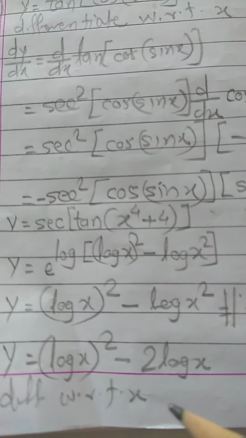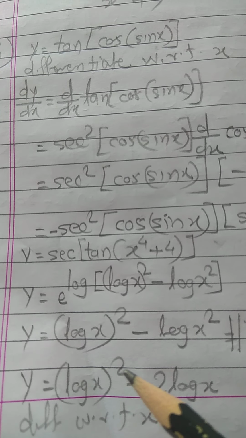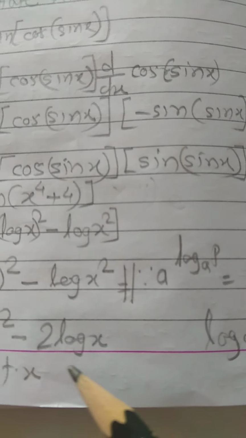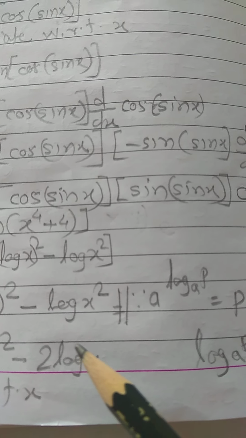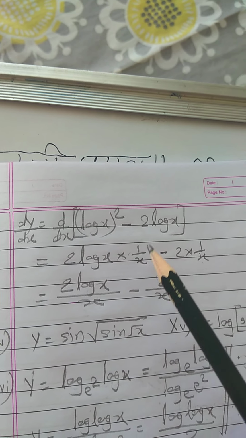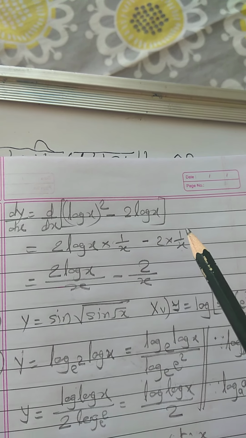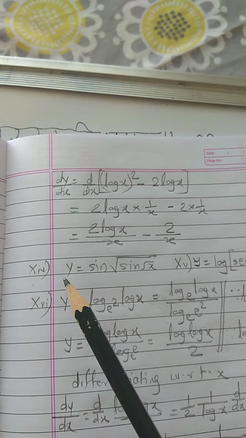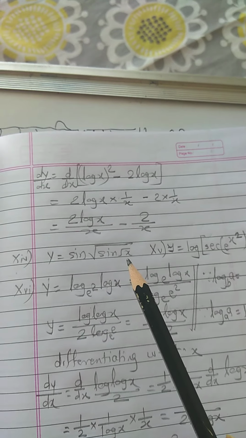Now this log of x square, it is 2 times log of x into 1 upon x, and this minus 2 will be as it is, and log of x derivative of that is 1 upon x. Hence the final answer. Now question 14 is homework for you.